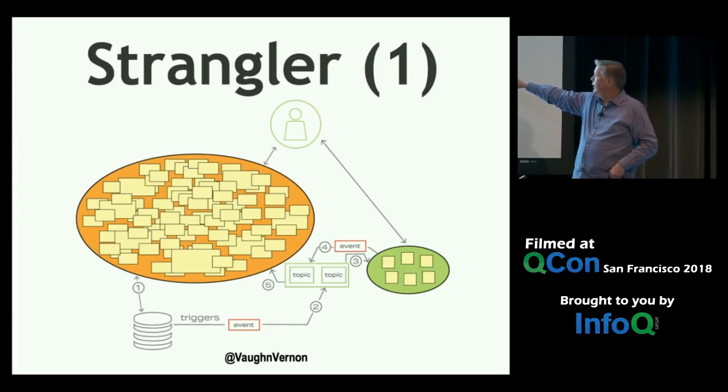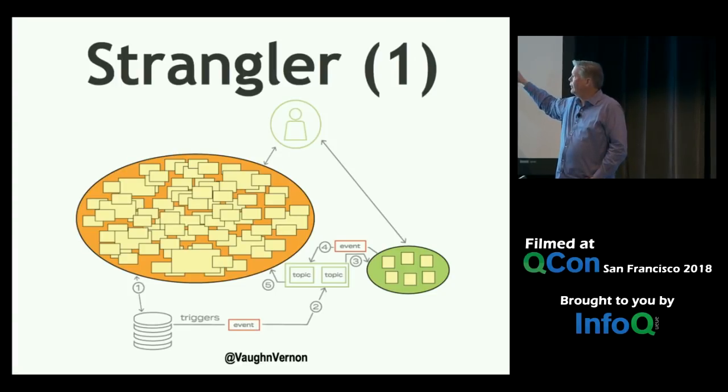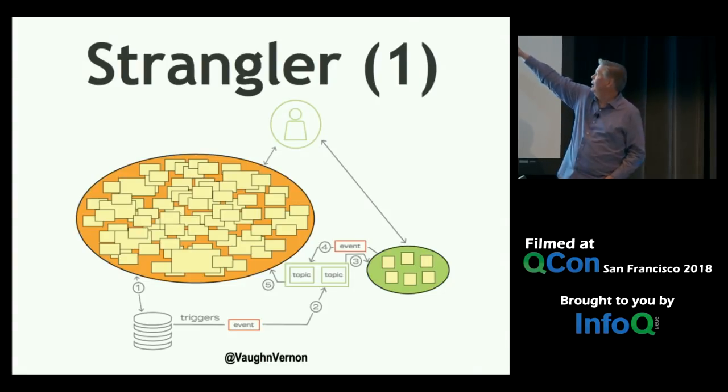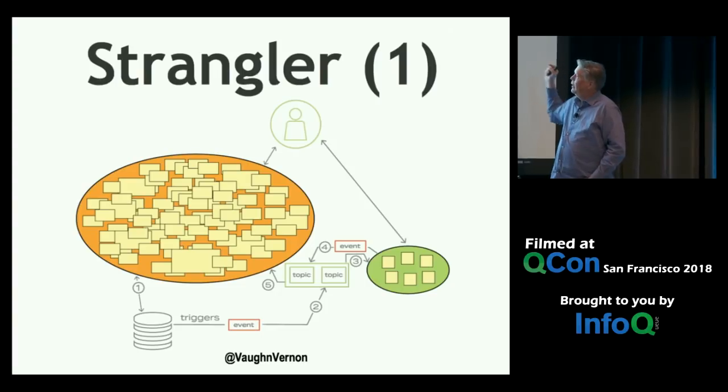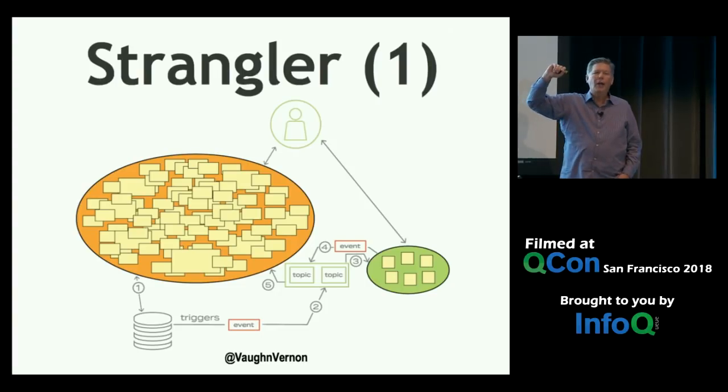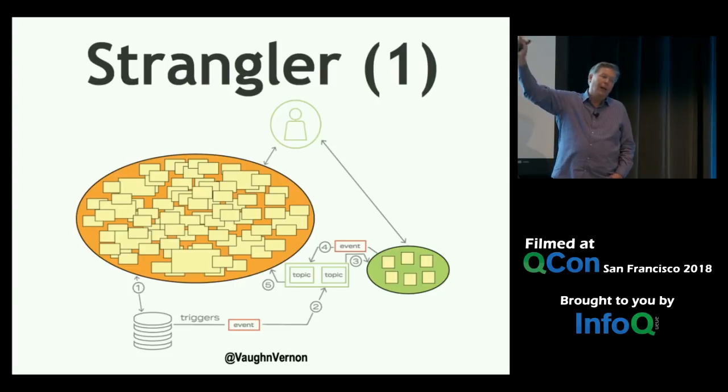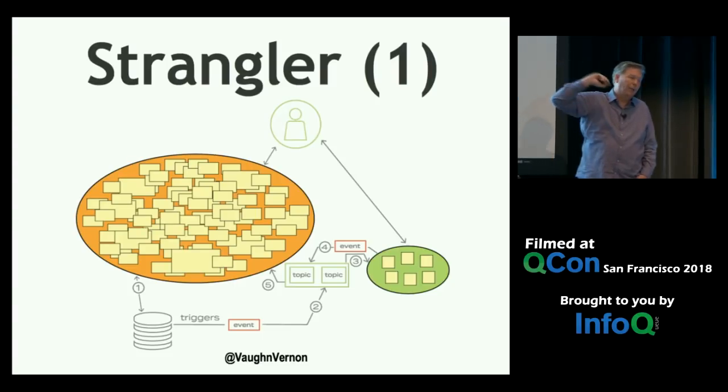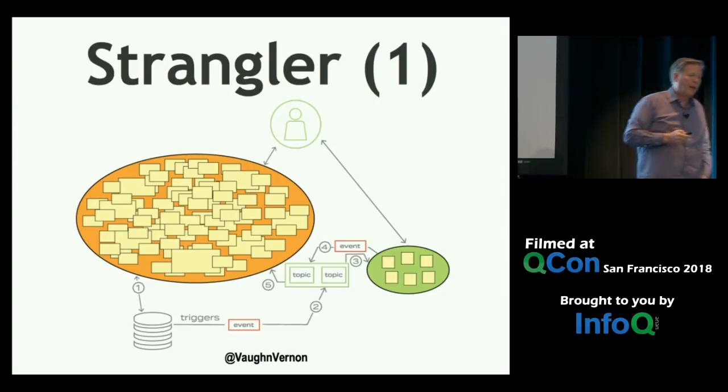But notice that this microservice has to talk back with events to the big ball of mud, because if the user is using it directly, the big ball of mud needs to know what happened over there. You can't entirely cut off every single client all at once. It just doesn't work that way. So it's strangling, but it's like one microservice at a time.